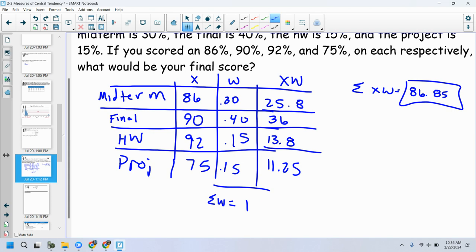If I had not done that, if I had chosen to use just 30, 40, 15, and 15, I would get 8,685, and then I would divide it by 100, which gets me back to 86.85. So it looks like I'm getting an 86.85% in the class. Questions there for weighted means? Okay.